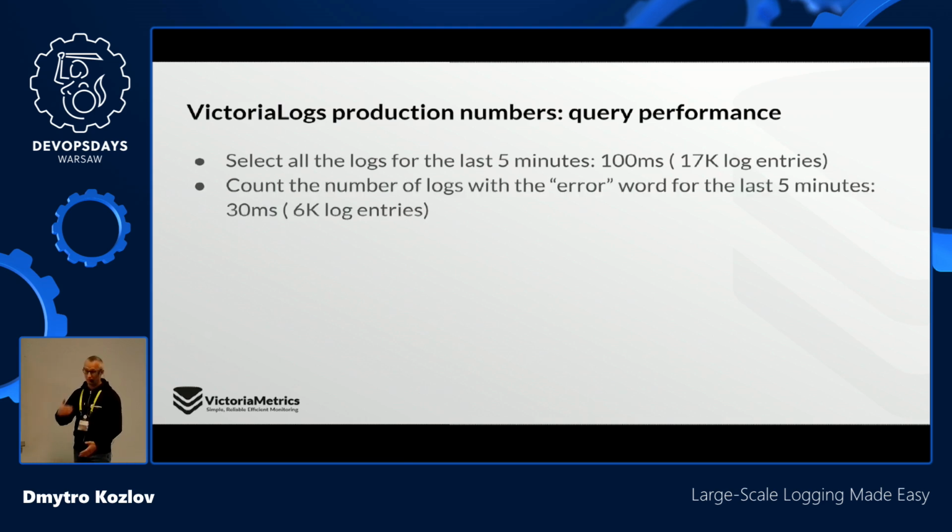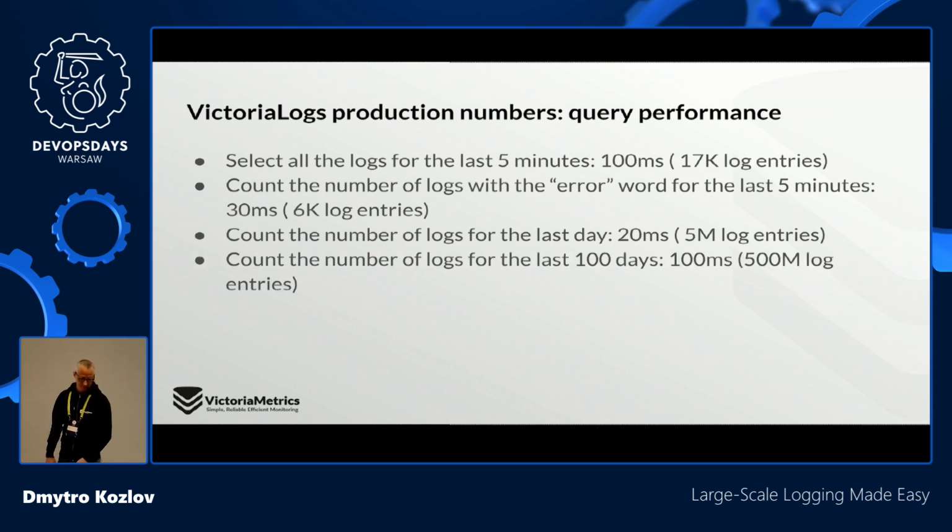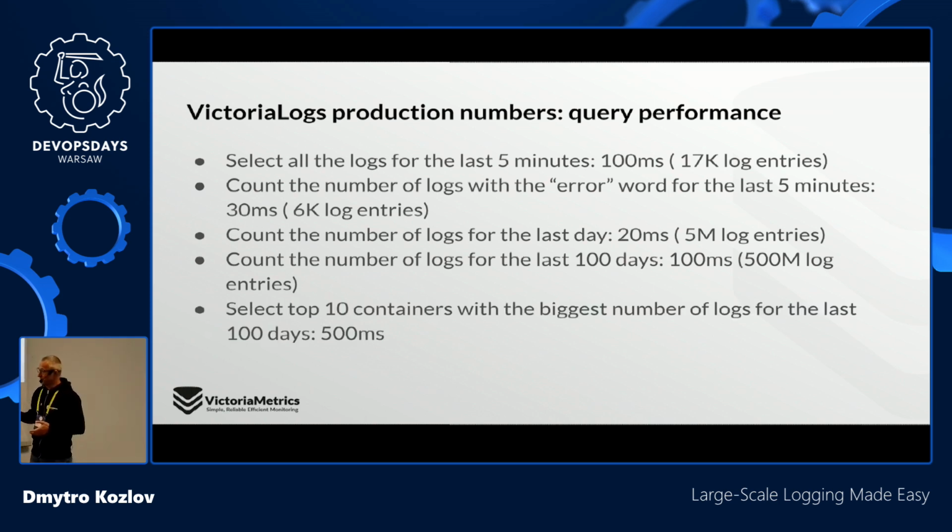Count the number of logs with error for the last minute. It will take 30 milliseconds for near 6K log entries. And counting the number of logs for the last day will take 20 milliseconds, and it will return 5 million log entries. If you want to get some information for 100 days, it will take 100 milliseconds, and it can return 500 million log entries. I know, is it quite impressive or not? For example, if you need to get the top containers with the biggest number of logs for the 100 days, it will take 500 milliseconds to get this information.